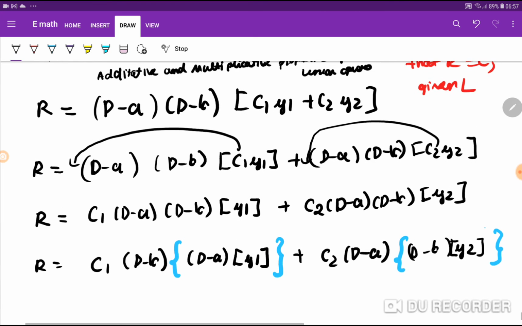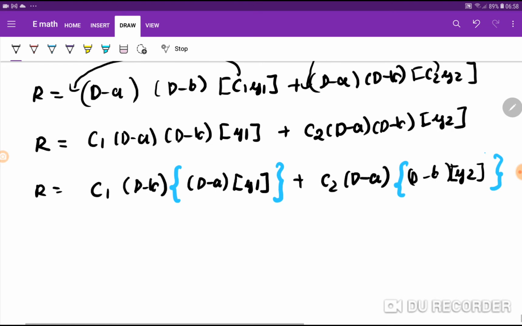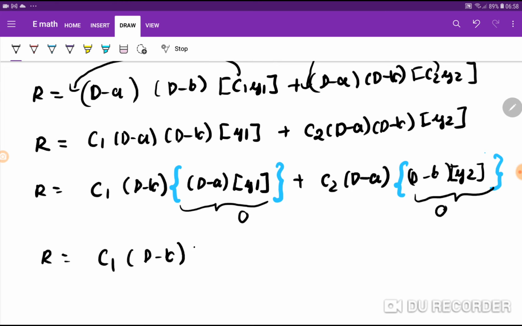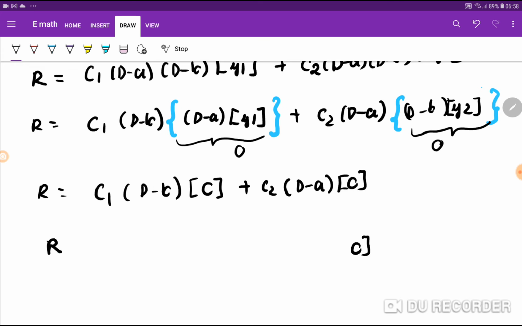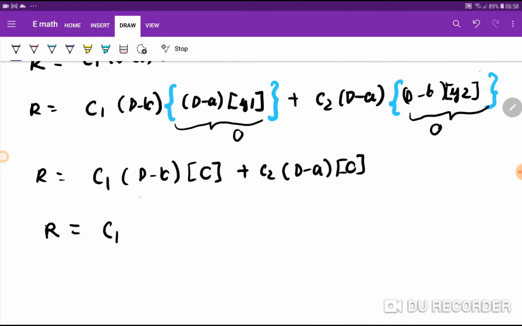Okay, so from left we know that (d minus a) y1 is 0, so this becomes 0. Similarly, from left we know that (d minus b) of y2 equals 0, so r equals C1 (d minus b) 0 plus C2 (d minus a) 0. What does (d minus b) of 0 mean? It means d/dx of 0 minus b times 0, plus C2.